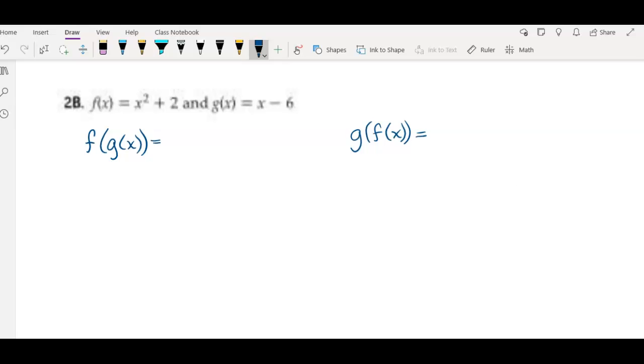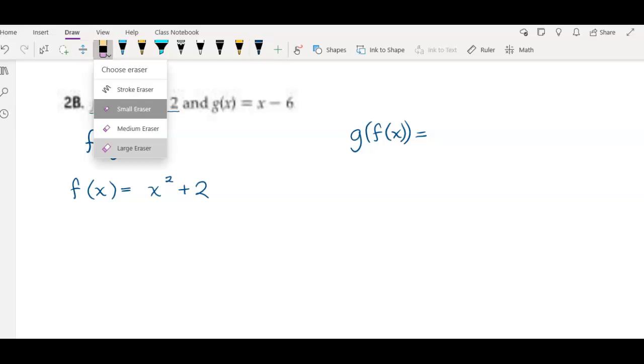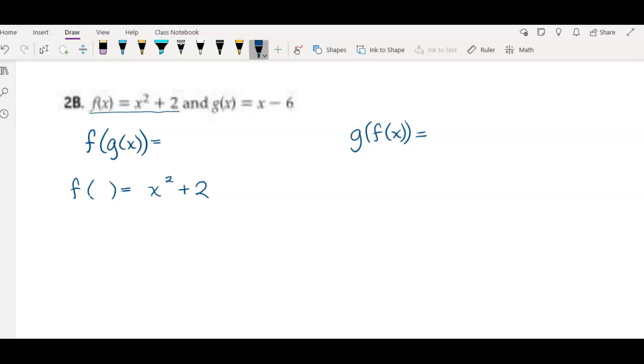When we do this, we're going to start with the f function. F of x is x squared plus 2. But we don't want f of x, we want f of g of x. So we're going to take our eraser and erase this, and we're going to put g of x. And I'm going to erase the x over here and replace it with g of x.